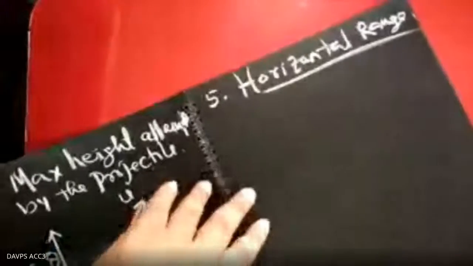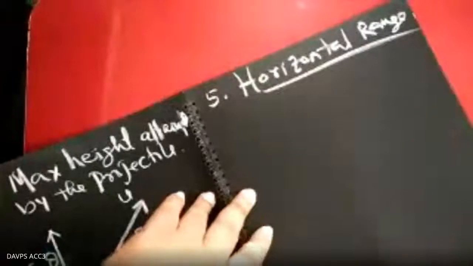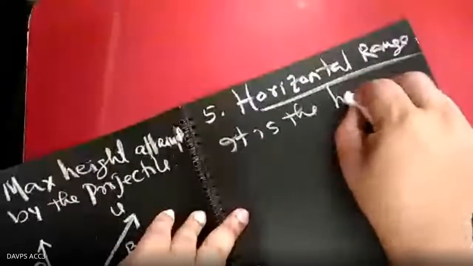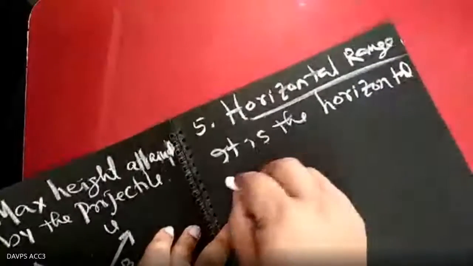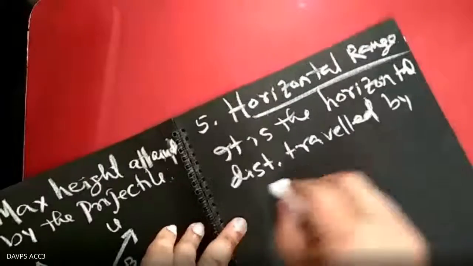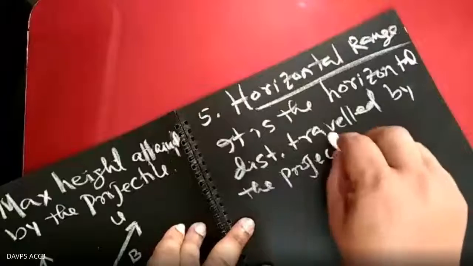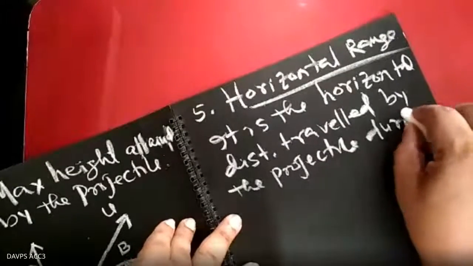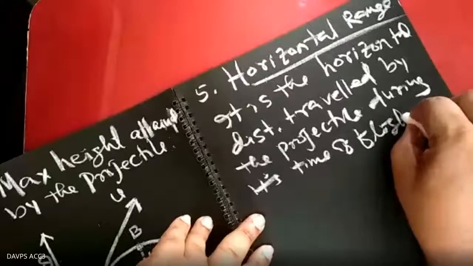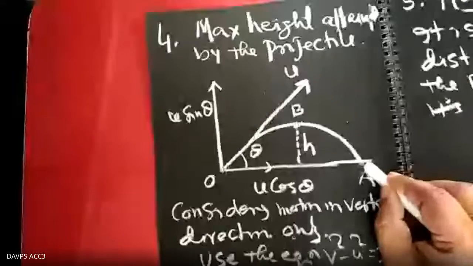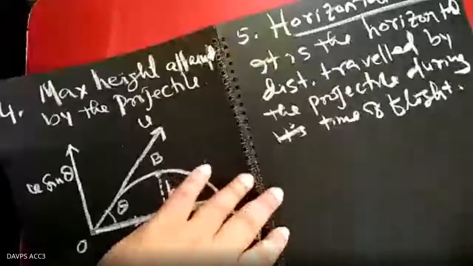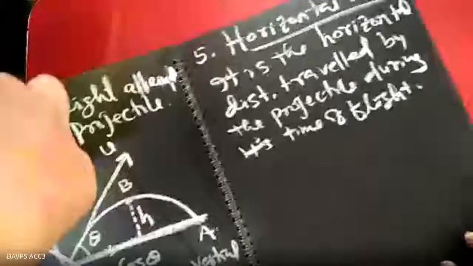Clear? It is the horizontal distance traveled by the projectile during its time of flight. मतलब यहां से लेकर यहां तक पहुंचने में जितना टाइम लिया, उसी टाइम में जो डिस्टेंस हुआ, that is the horizontal range. तो हॉरिजॉन्टल रेंज के लिए कंट्रीब्यूशन किसका रहता है? u cos theta का.